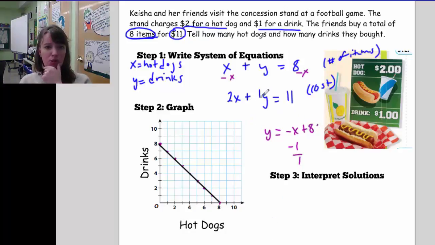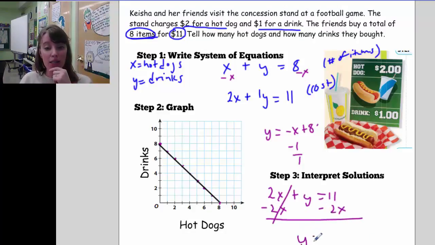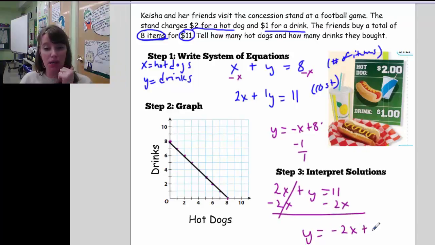So we have 2x plus 1y is equal to 11. Well, that's just 2x plus y is equal to 11, because I don't have to put that 1 there. So I'm going to write this like this. So I have y is equal to negative 2x plus 11. Well, if I graph that, this would be 11, and negative 2x means I go down 2 and over 1, down 2 and over 1, down 2 and over 1.